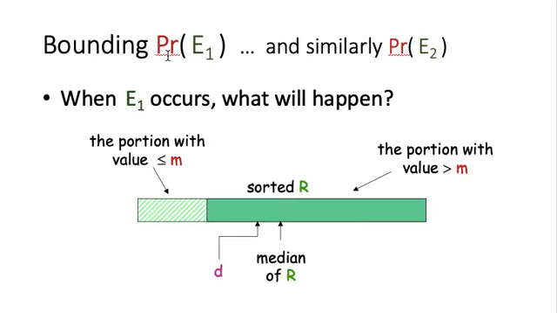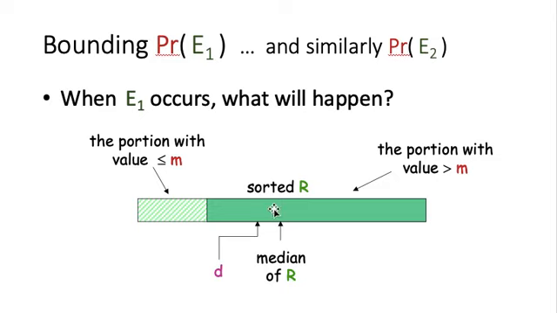Now we want to bound the probability of E1. So first of all, let's examine what exactly will happen when E1 occurs. E1 is D is greater than the median. If we look at R, D is supposed to be close to the median of R. But if D has a value greater than the median, then what does that mean? It means that this R has so many items filled with values greater than m, and so few, so few portion is filled with values less than or equal to m.